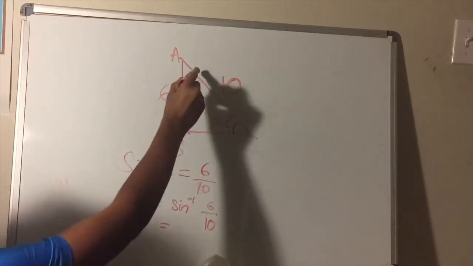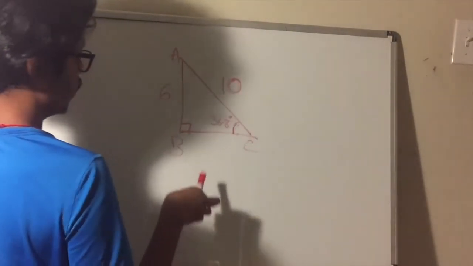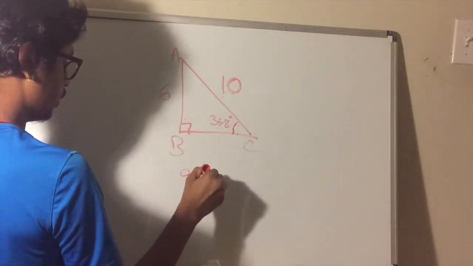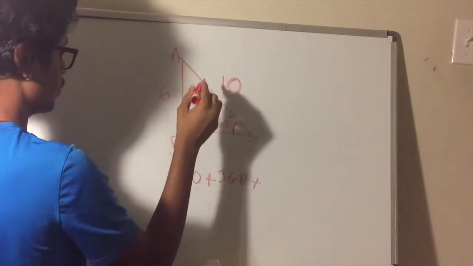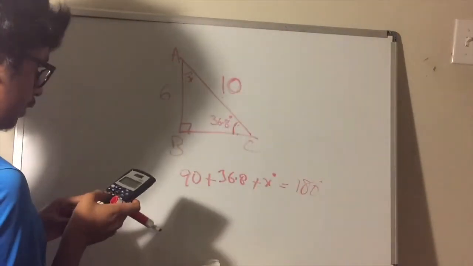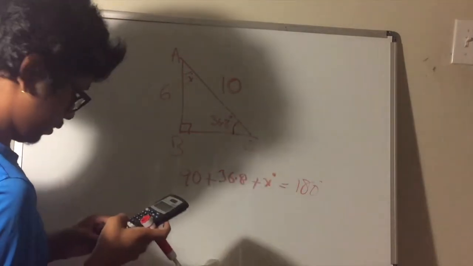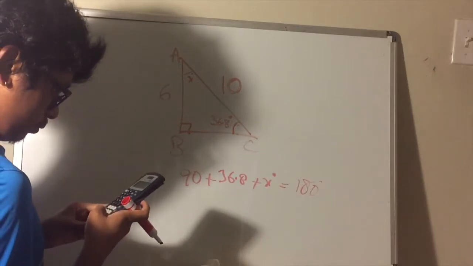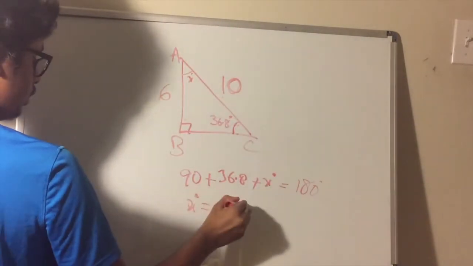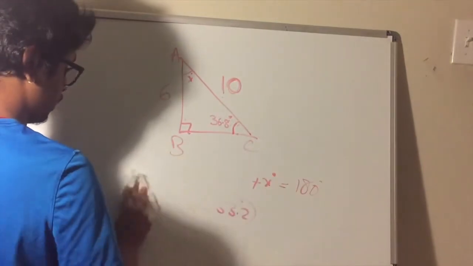If they ask for the other angle, what you need to do is use the property of a triangle: the three angles add up to 180 degrees. We know this is 90, plus 36.8 degrees, plus let's assume angle A as x degrees, and that gives us 180. So find x: 180 minus (90 plus 36.8). That gives me 53.2. Yeah, that's it. Problems are going to be like this, from the basics.